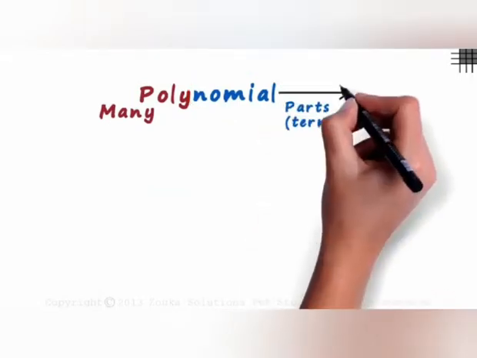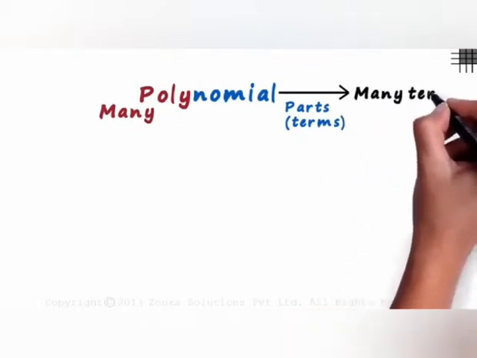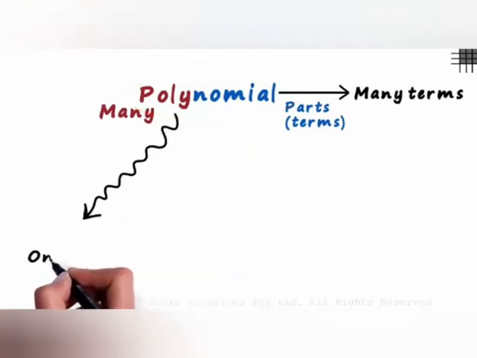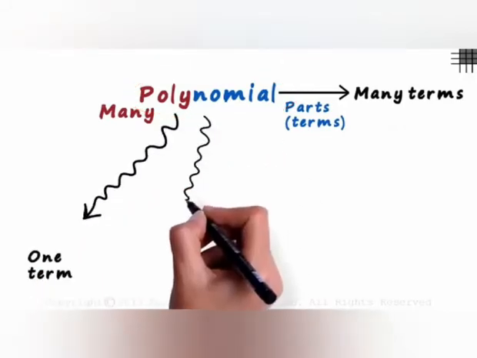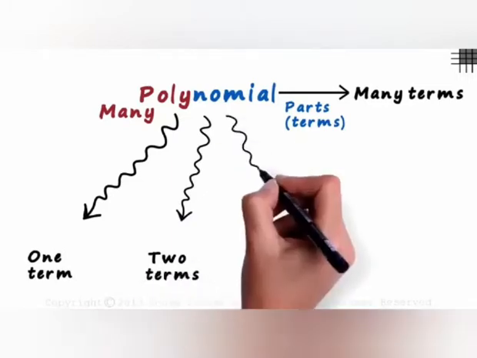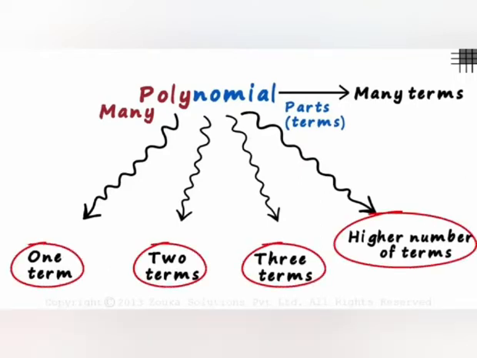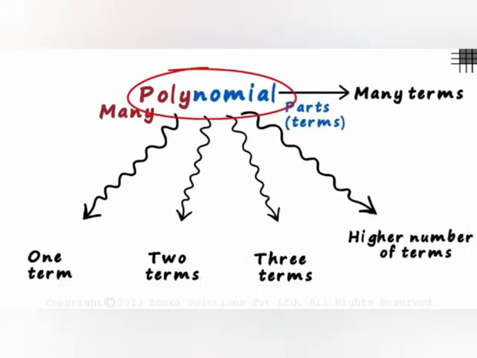Now, is that clear, children? What is meant by a polynomial? Yes, there are many different types of polynomials. A polynomial can be an expression with just one term, two terms, or three terms, or maybe even a greater number of terms. All these categories come under one roof, which is polynomials.